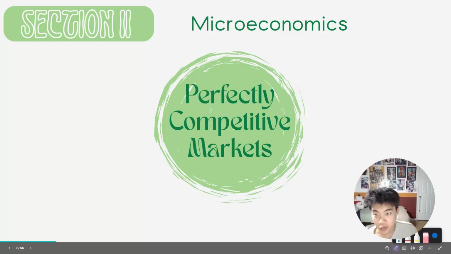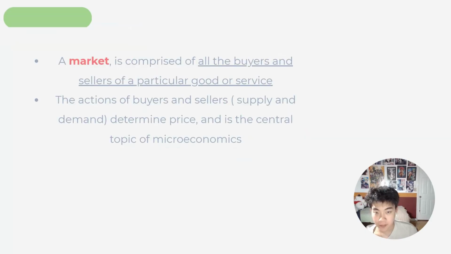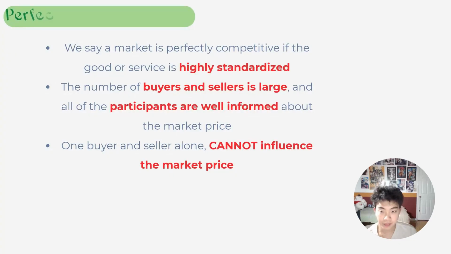Hello, today I'll be going over Section 2, Microeconomics: Perfectly Competitive Markets. So, first, what is a market? A market comprises all the buyers and sellers of a particular good or service. The interactions between buyers and sellers, also known as supply and demand, are the central topic of microeconomics.